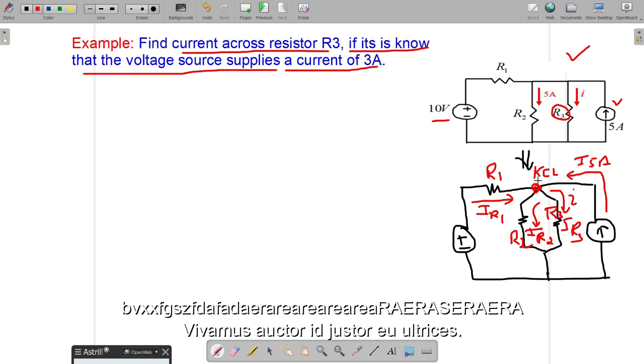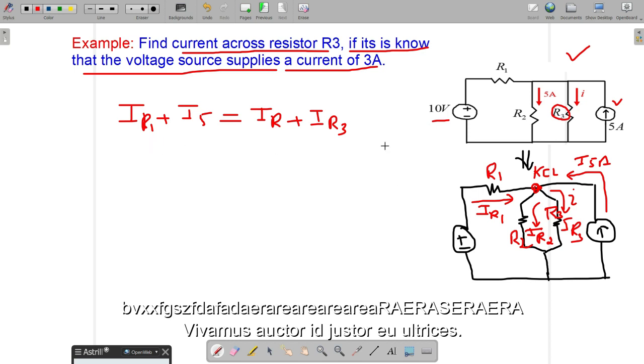So let's talk about the current entering and current leaving this point. IR1 and I5 are the currents entering this point, while IR2 and IR3 are the currents leaving this point. So let's apply the Kirchhoff current law on this point. IR1 plus I5, these are the currents entering a point, is equal to IR2 plus IR3. These are the currents leaving a point.